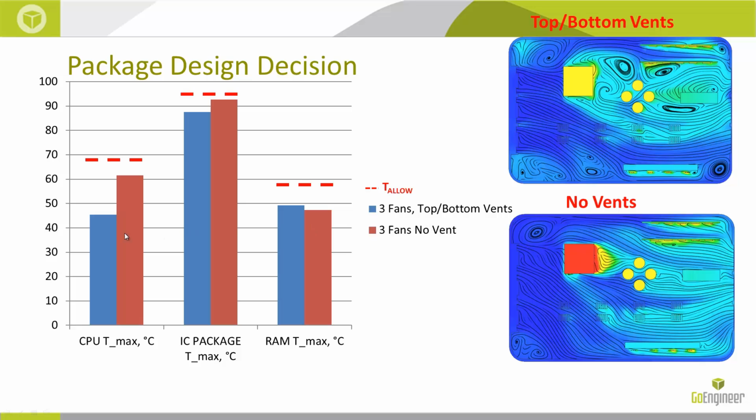So the vents help on the CPU and the IC packages, but it's not as good on the RAM chips. Sometimes adding a vent just allows the air that's blowing from the fan to escape out the vents instead of going over the components that we're after. So it helps us visualize and figure out which one is better, which gives us a better option.